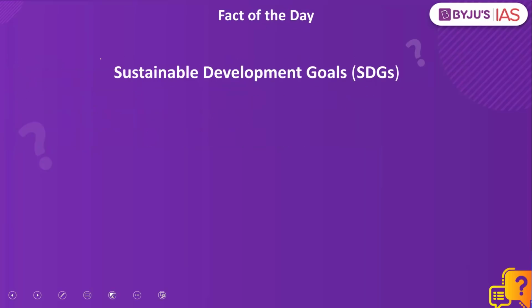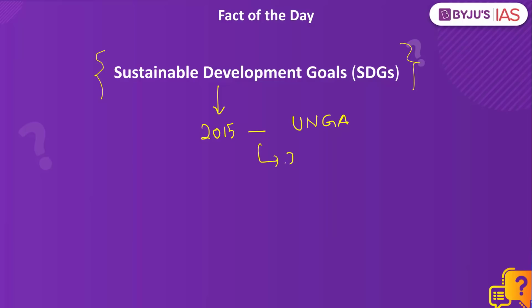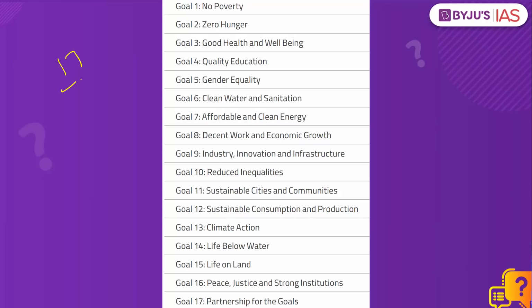Let's look at the fact of the day, Sustainable Development Goals, SDGs. These were set up in the year 2015 by the United Nations General Assembly, and these goals are intended to be achieved by the year 2030. That's why we also call them Agenda 2030. And there are basically 17 goals. Goal 1, no poverty, zero hunger, so on and so forth. These are the 17 goals.